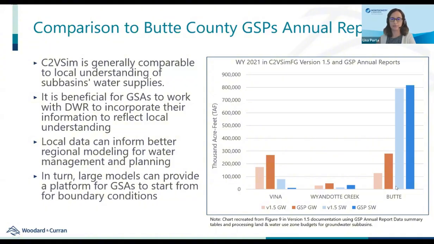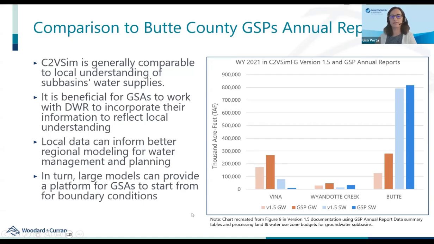As you can see in the Butte subbasins, it's very, very close. So the C2VSim model really reflects well what the GSPs provide in annual reports. On the groundwater side, though, the C2VSim model tends to underestimate, especially in Butte, about half of the pumping. And in Vina, it's also underestimating, as well as Salmon and Wyandotte Creek.